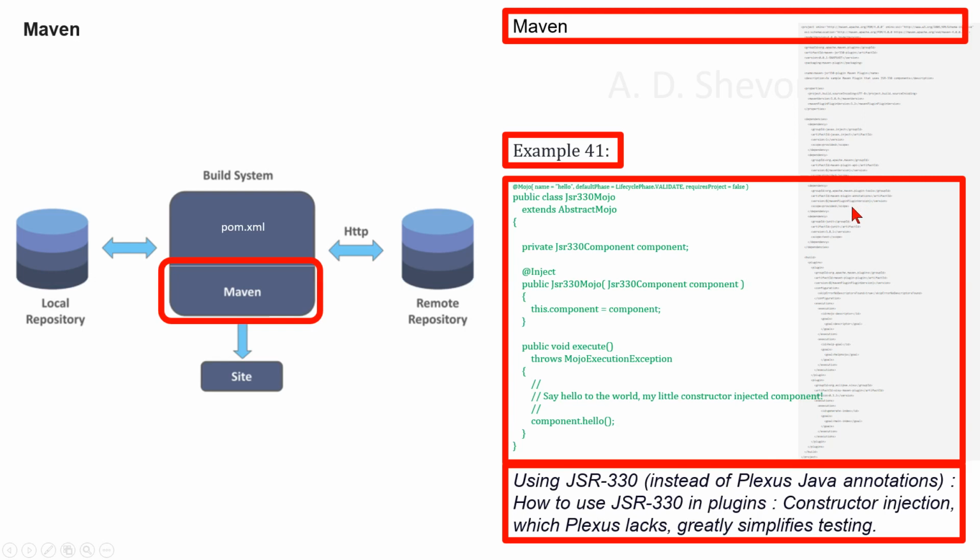Now let's look at the plugin code. You will notice that we're using constructor injection, which makes testing a lot easier. If you want to test your JSR 330 component, you do not need the container to instantiate the mojo.